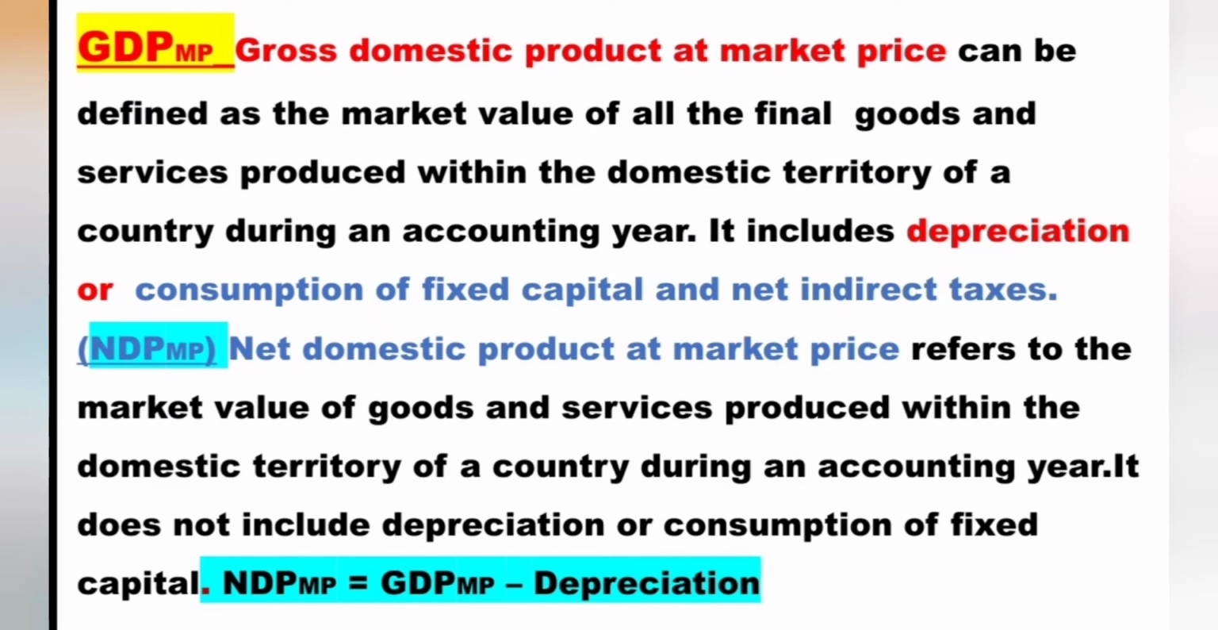So, how is NDP at market price calculated? GDP at market price minus depreciation. That is gross minus depreciation, we get net.